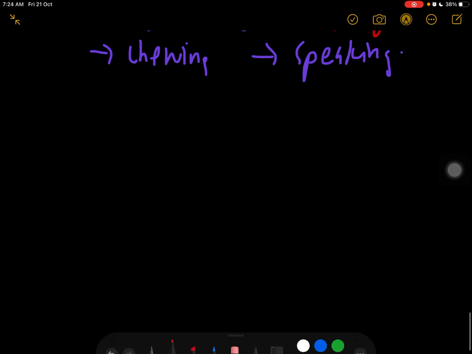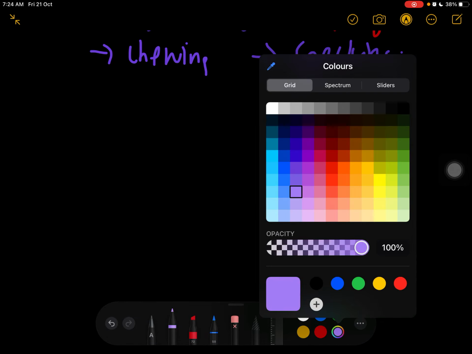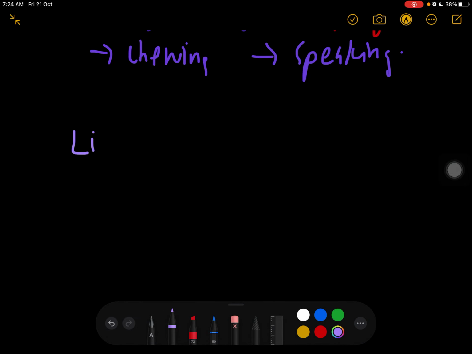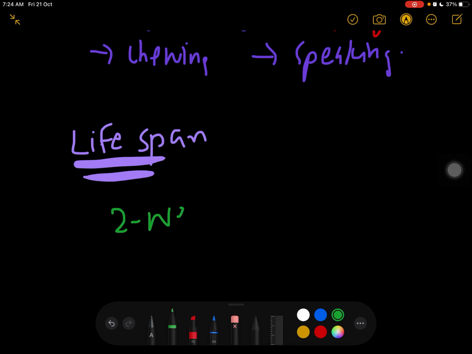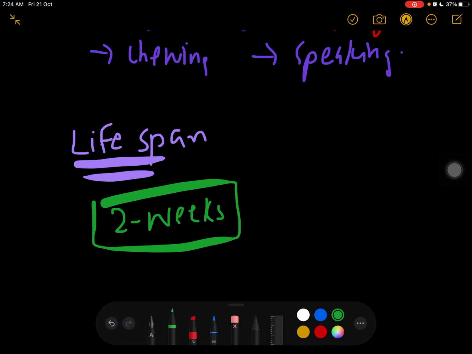So now let's talk about the lifespan of these taste buds. So basically they change after every 2 weeks. But when you get old, this lifespan changes and they don't get replaced by the new. The cell division actually stops over here. So the lifespan of taste buds is 2 weeks.